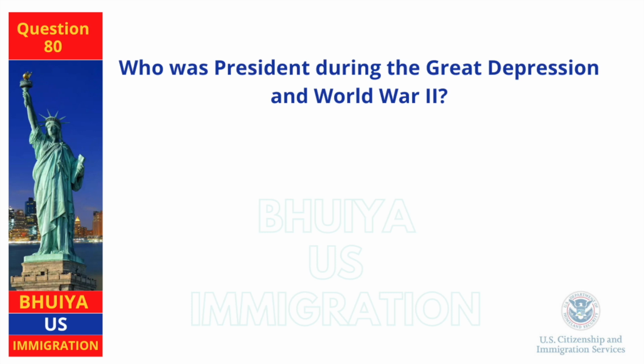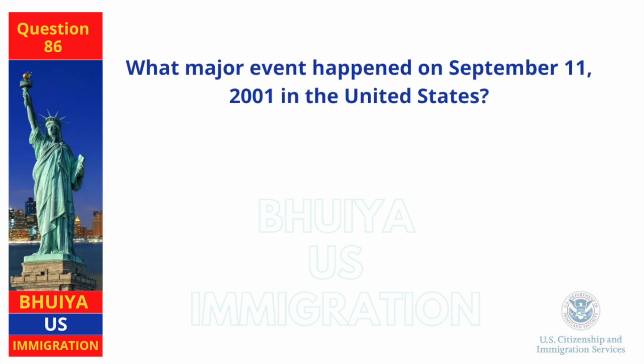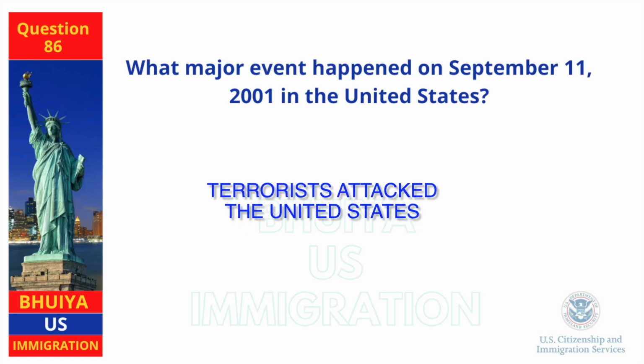Who was president during the Great Depression and World War II? Franklin Roosevelt. We elect a US representative for how many years? 2. What major event happened on September 11, 2001 in the United States? Terrorists attacked the United States.